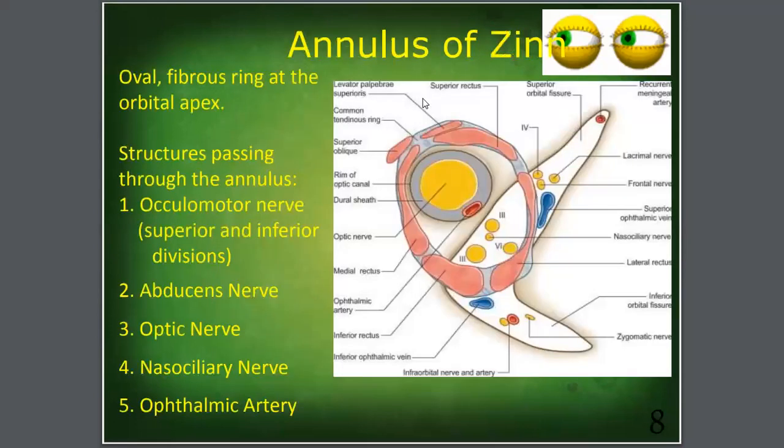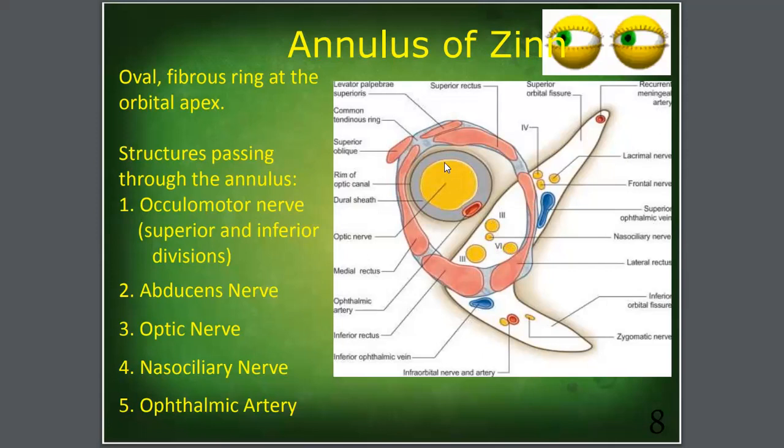So this is the annulus of Zinn, the common tendinous ring of Zinn, which is an oval fibrous ring at the apex of the orbit. The structures passing through this annulus are the oculomotor nerve, the 3rd cranial nerve, which has 2 divisions, superior and inferior. Then the 6th cranial nerve, the abducent nerve.